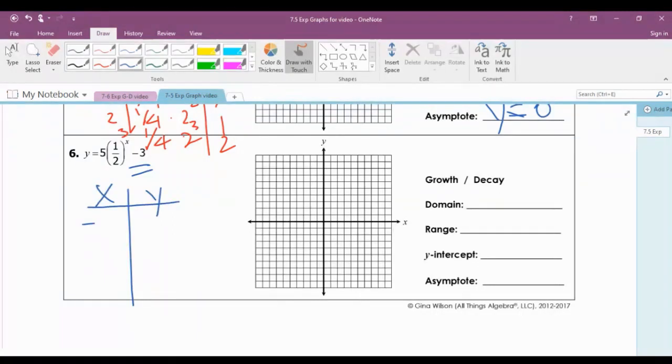When you plug in our numbers, just use those same numbers. They're the easiest to use. When you plug in -2, you get 17. When you plug in -1, you get 7. 0 is 2. 1 is -1/2. That's a -0.5 and -1.75. Okay, when we graph them, -2, 17, well, that's way up there. -1, 7, I can do that. 1, 2, 3, 4, 5, 6, 7. When I get 0, it's at 2.